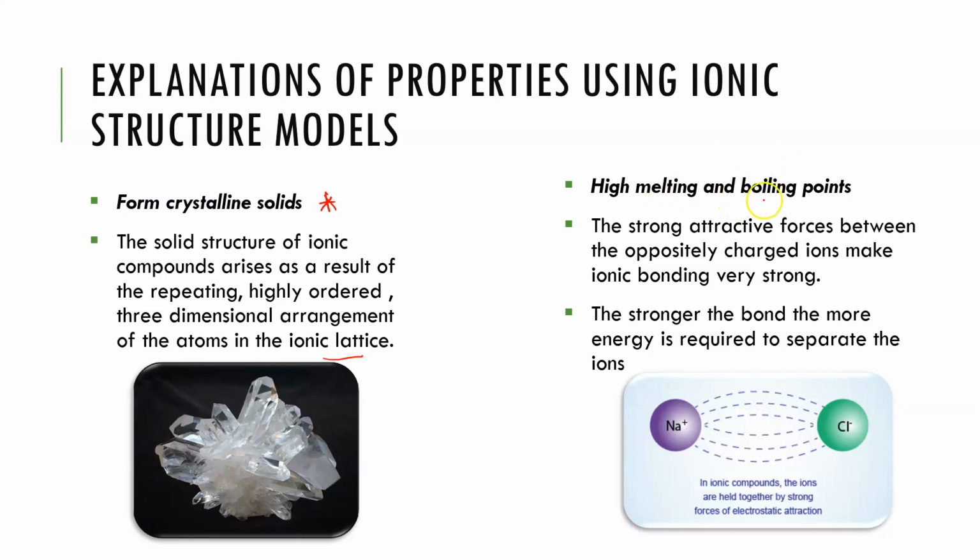High melting points and boiling points. This leads to the idea that the bonding between atoms in the substance is very strong. And that makes sense because there are strong attractive forces, electrostatic forces, between oppositely charged ions that make the ionic bond very strong. The stronger the bond, the more energy is required to separate the ions, so the higher the melting point and boiling point.